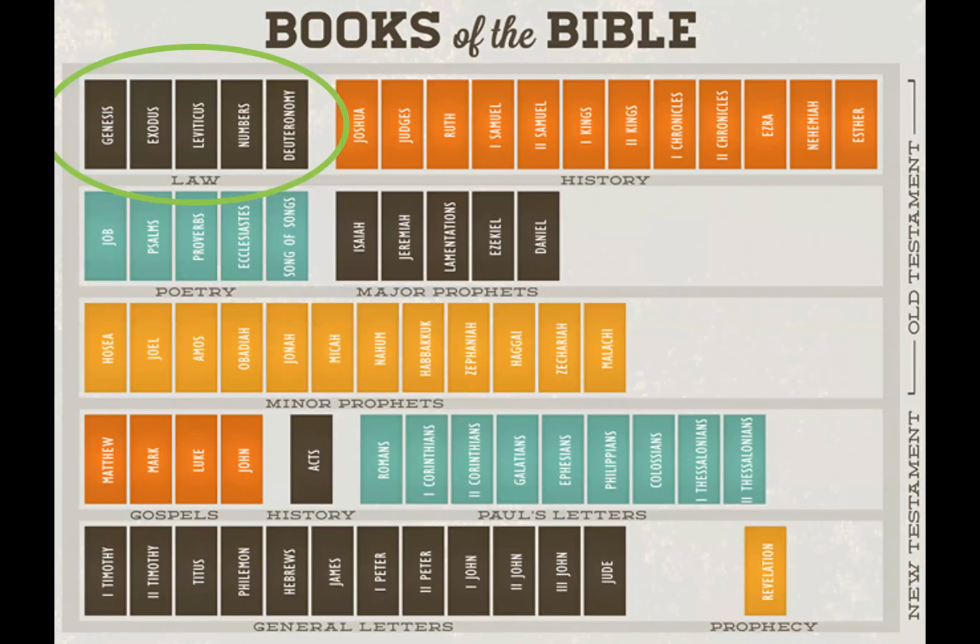The Pentateuch is located at the very beginning of the Bible. So you see here on the chart, the law makes up the first 5 books of the Bible. And so it's an easy way to remember it. We're starting with the Pentateuch, the books of the law, which are Genesis, Exodus, Leviticus, Numbers, and Deuteronomy.